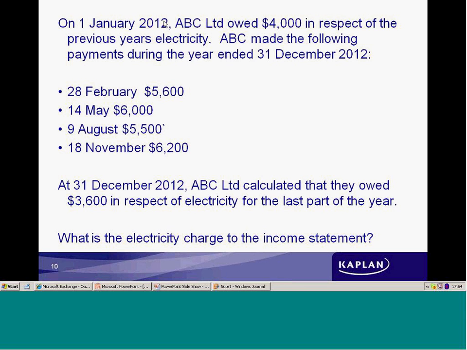Then it makes the following payments during the financial year. On the 28th of February it was 5,600, 14th of May it was 6,000, 9th of August 5,500, and on the 18th of November it was 6,200. So that's what they've paid in terms of electricity for the financial year. But when year-end adjustments come, they decide that we've still got 3,600 owing for electricity for that financial year. So I'm going to build that picture of what's going on so that I can work out exactly what the electricity charge is in the income statement.